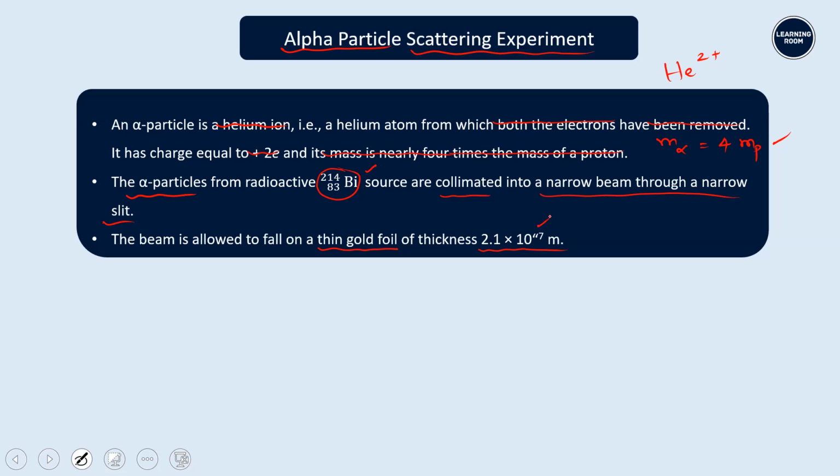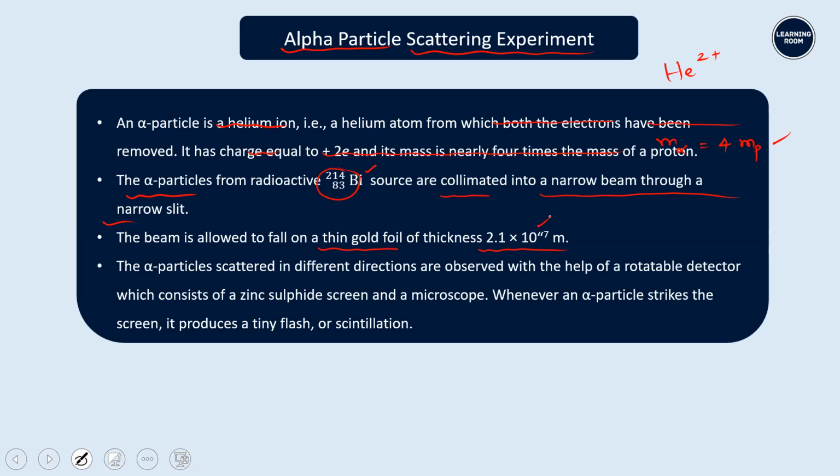There is a mistake. It's very thick. 10 power minus 7 meters. So as of now, you can have it as a thin gold foil. I'll check this number and let you know. So the beam is allowed to fall on a thin gold foil.